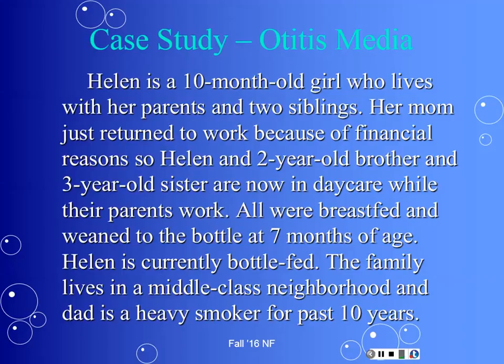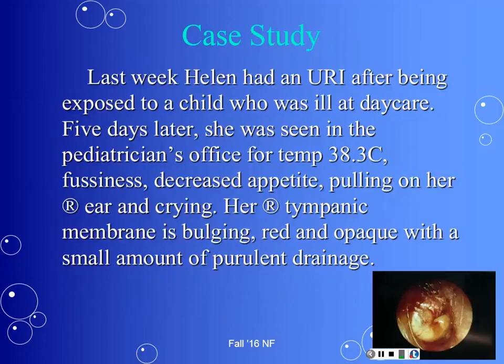All right, so Helen's a 10-month-old girl who lives with her parents and 2 siblings. Her mom just returned to work because of financial reasons, so Helen and her 2-year-old brother and 3-year-old sister are now in daycare while their parents work. All 3 children were breastfed and weaned to the bottle at 7 months of age, and Helen is currently bottle fed. The family lives in a middle-class neighborhood, and Dad's been a heavy smoker for the past 10 years.